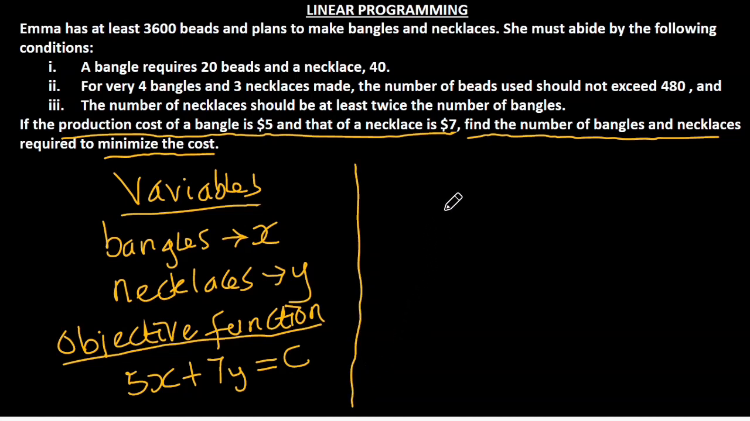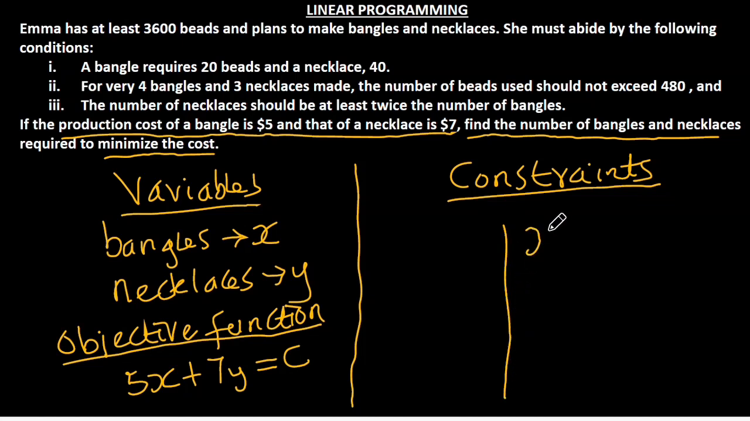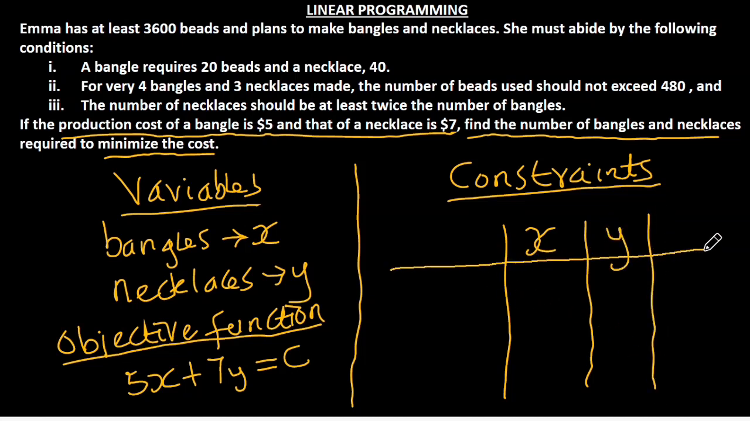Now the third most important thing that we need to record before we start answering this question is that we must know something about constraints. Constraints are restrictions. Sometimes these restrictions can be so many that organizing that data can be tasking. So the best way to write our constraints down is to create a simple table like what I have done here, where X represents bangles and Y represents necklaces.